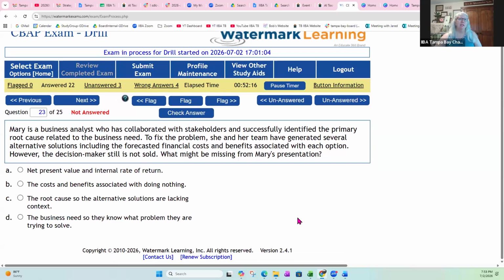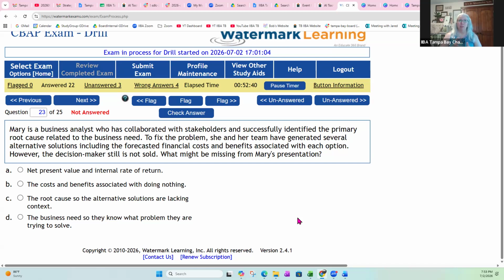Mary is a business analyst who has collaborated with stakeholders and successfully identified the primary root cause related to the business need. To fix the problem, she and her team have generated several alternative solutions, including the forecasted financial costs and benefits associated with each option. However, the decision maker is still not sold. What might be missing from Mary's presentation?